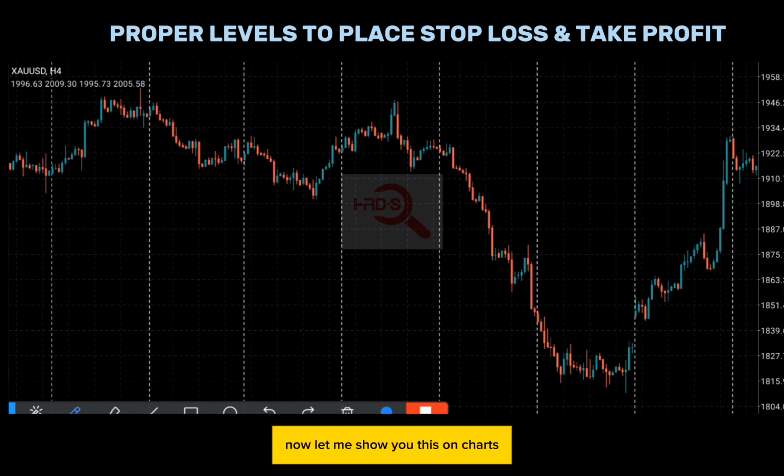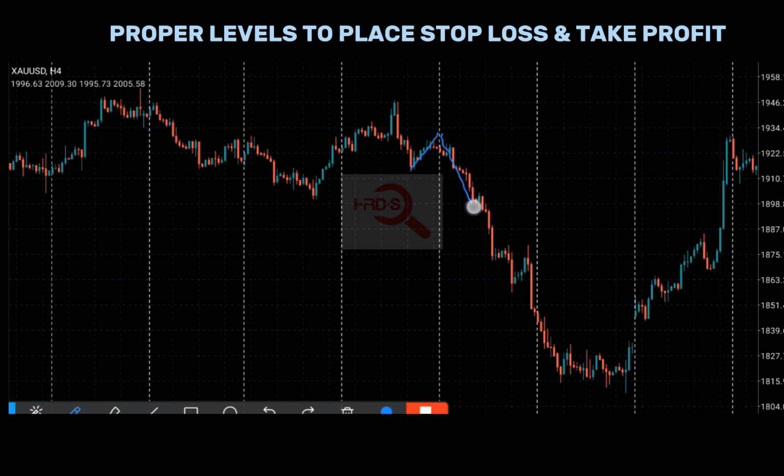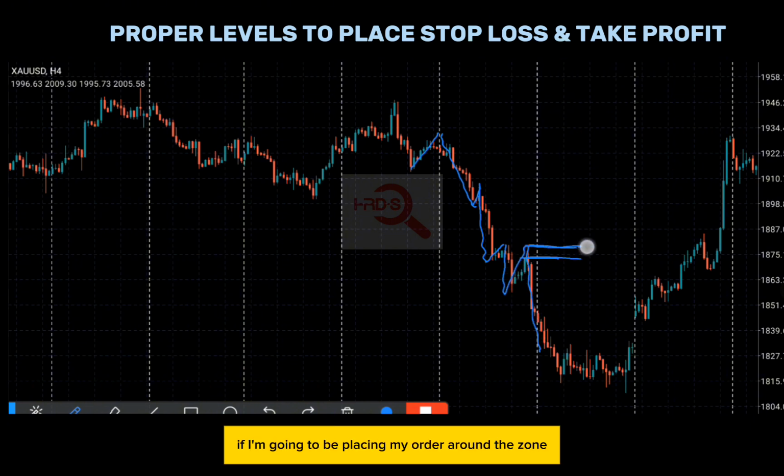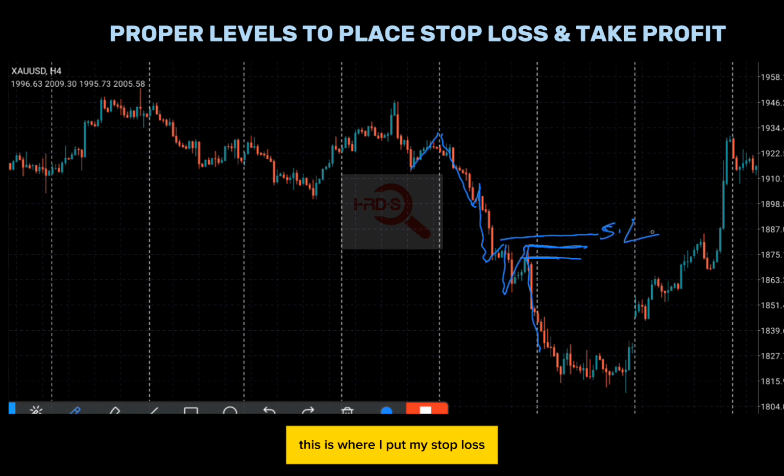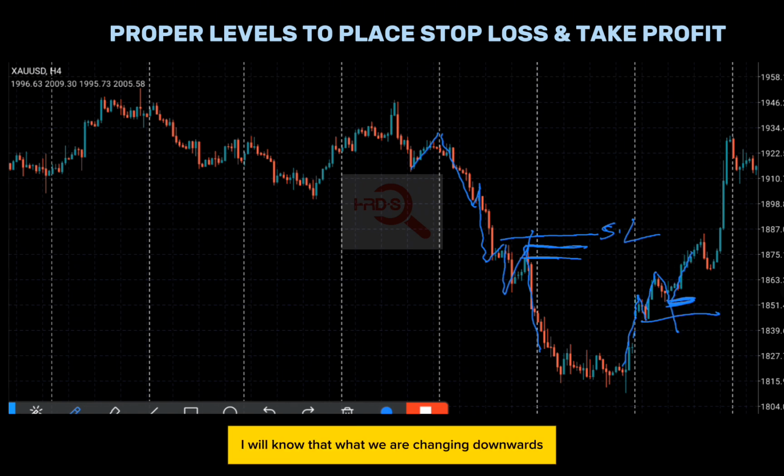Now, let me show you this on charts. We have lower low, lower high, lower low, lower high, lower low, lower high, lower low. If I'm going to be placing my order around the zone, my stop loss will be slightly above the previous high. This is where I put my stop loss. Do you get it now? So that the moment the market hits me, I know that we want to change to an uptrend. The same thing is applicable with an uptrend: higher high, higher low, higher high, higher low. I'll put my SL here if I'm buying around this zone, so that once the market goes below here, I will know that we are changing downwards.